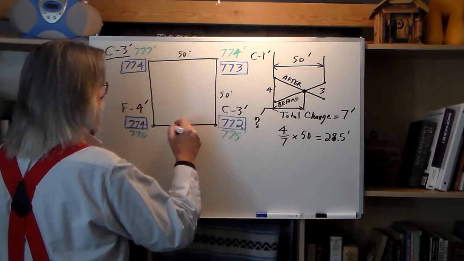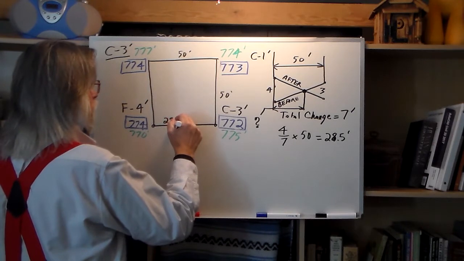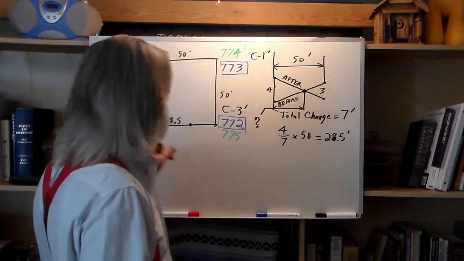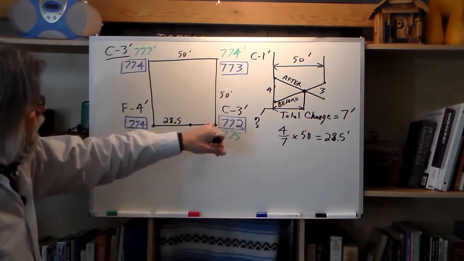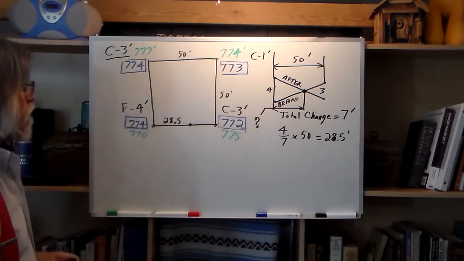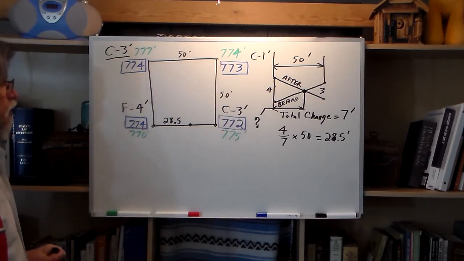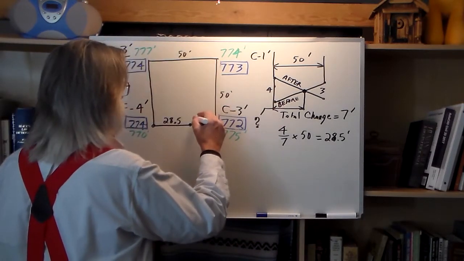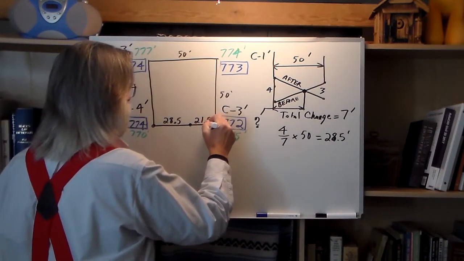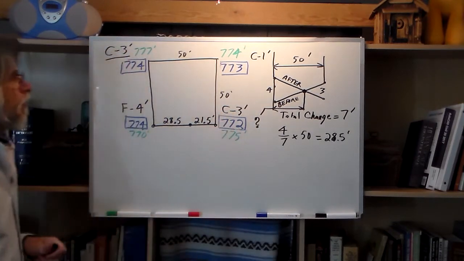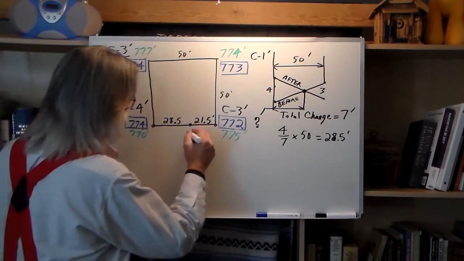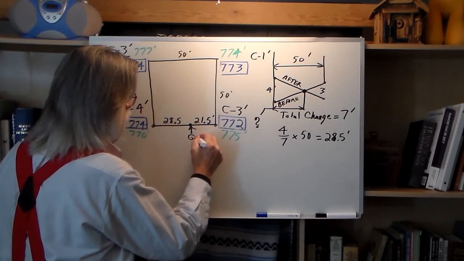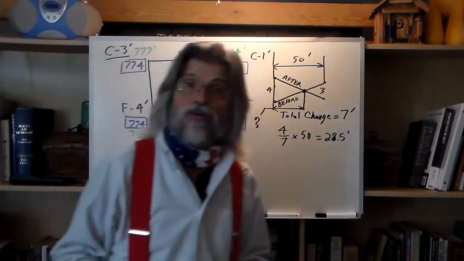That's a little bit over halfway. Well, if that's 28.5 and the total is 50, then this distance here has to be 50 minus 28.5, which looks like 21.5 feet. And that gives us our grade point right there. That is at grade right there.